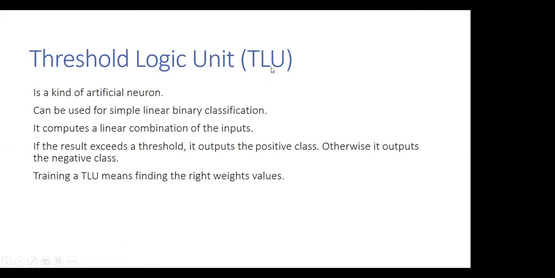The TLU, which is a threshold logic unit, is a kind of artificial neuron that can be used for simple linear binary classification, and it can compute a linear combination of inputs, as we will see later. And if the result exceeds a threshold, it outputs the positive class. In the other case, it outputs the negative class. And training a TLU means finding the right weight values.